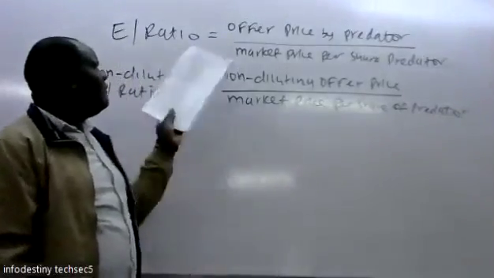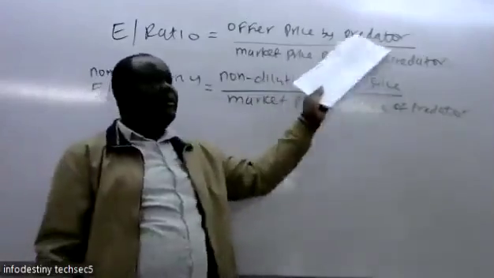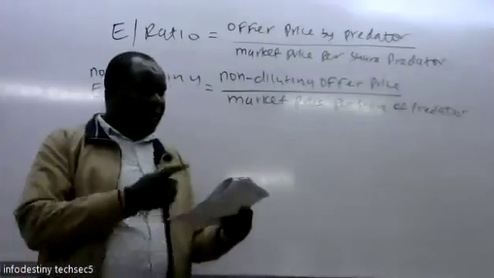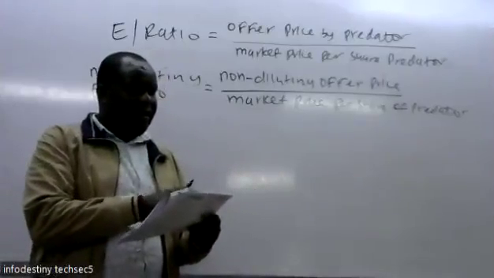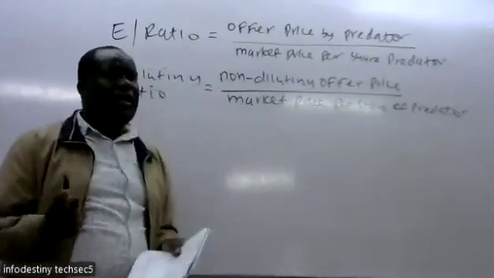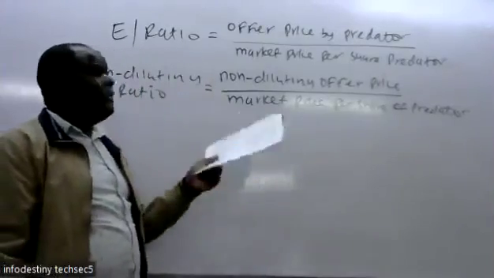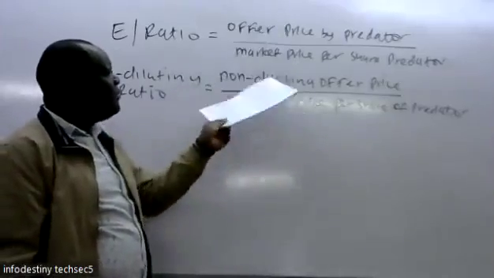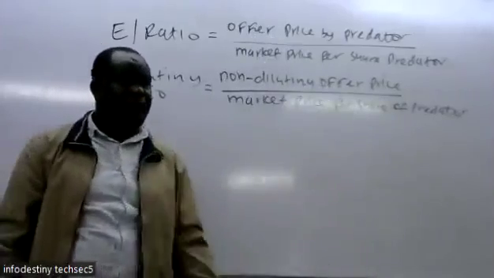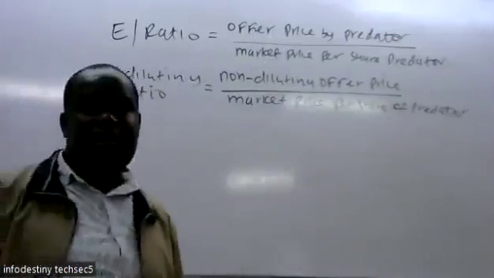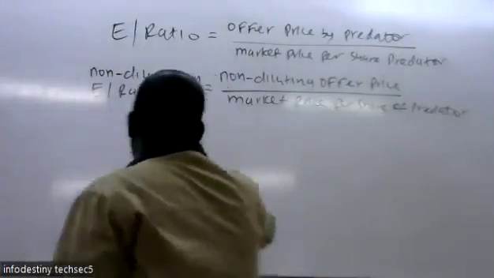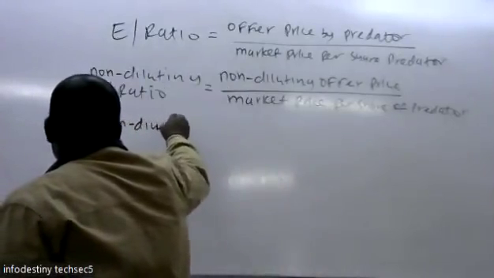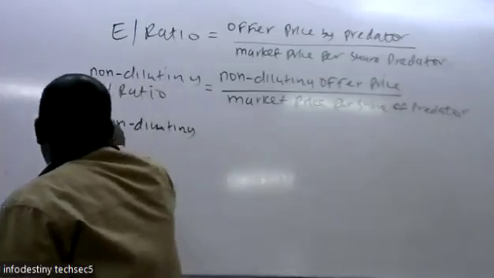So the general formula of the exchange ratio is simply the offer price divided by the market price per share of the predator. But this question wanted the maximum exchange ratio where there will be no dilution in the earning per share, so they want you to compute the non-diluting exchange ratio. The only difference is that the offer price will be the non-diluting offer price. I've given you the formula for the non-diluting offer price.